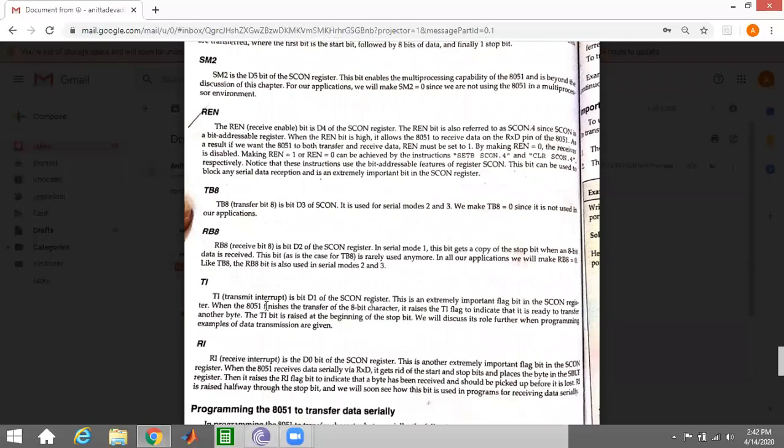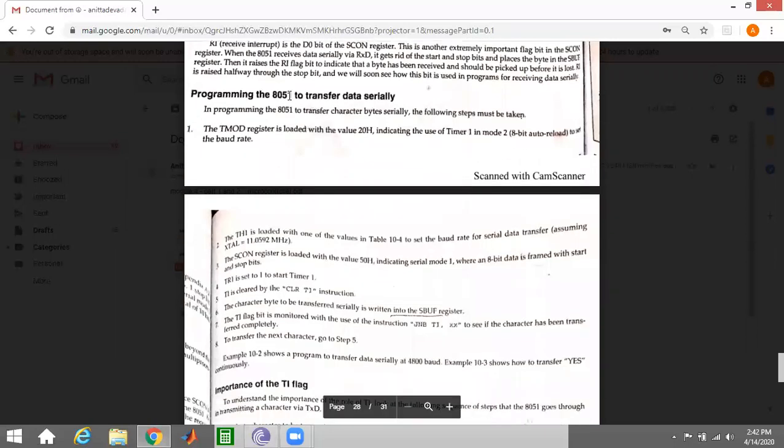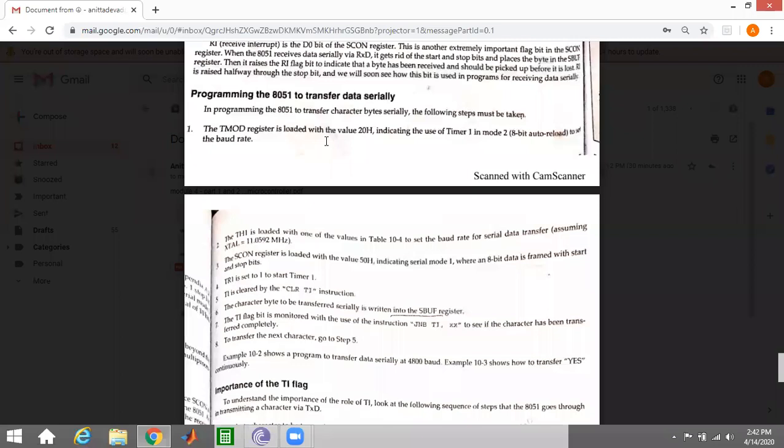Now coming to programming the 8051 to transfer the data serially. This is the important part here. We are going to study it, so listen carefully.